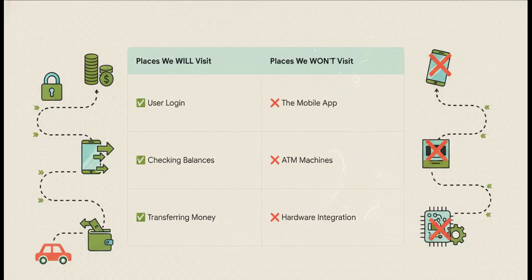Now, on any trip, you can't visit everywhere, right? You have to pick your destinations. In testing, this is called the scope. So for our bank app trip, we decide which places we will visit. Things like logging in, checking your money, and transferring money. But we also decide which places we won't visit, like the mobile app or the help pages. That helps us stay focused.